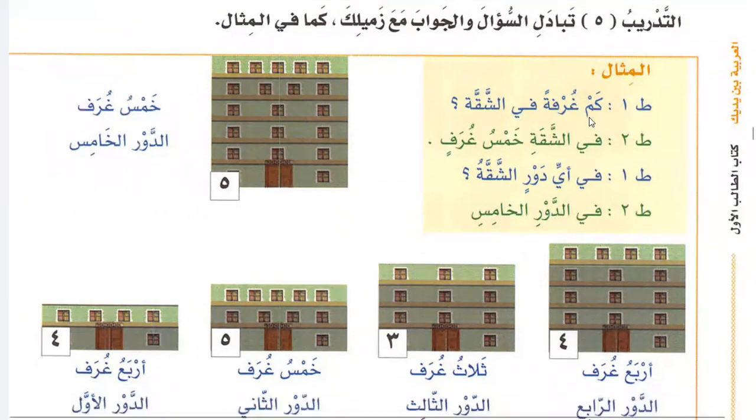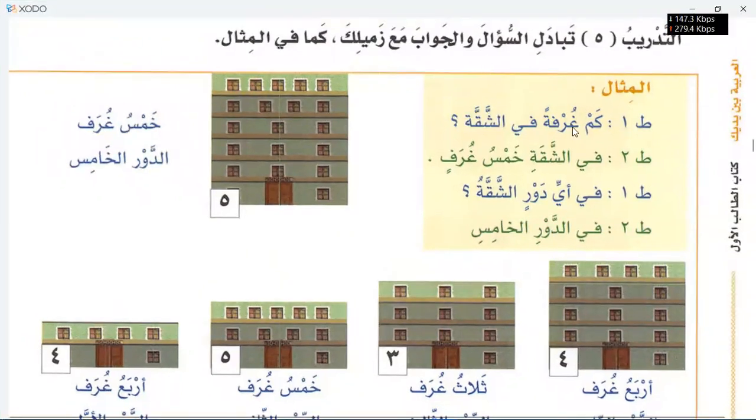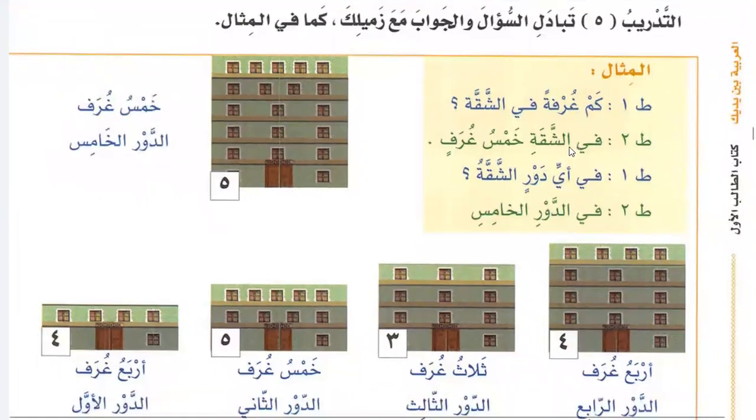So, Kam ghurfatan fi shakka. How many rooms are in the apartment? Fi shakkati khamsu ghuraf. In the apartment, there are 5 rooms. Fi ayyi dawri shakka. On which floor is the apartment? Fi dawri al-khamis. On the 5th floor.